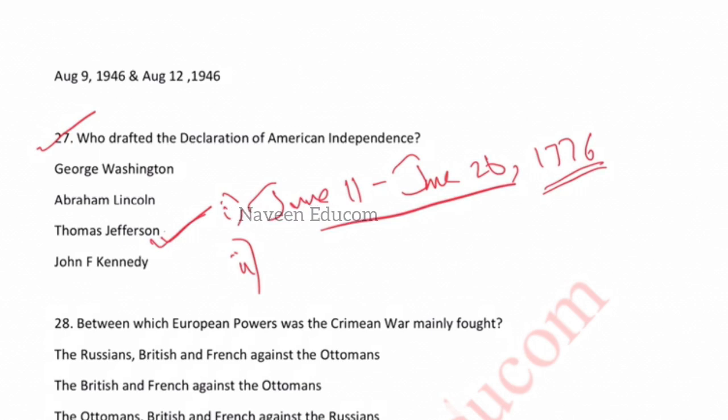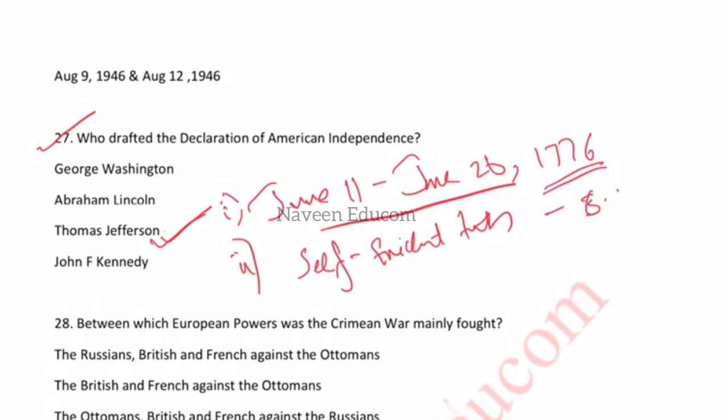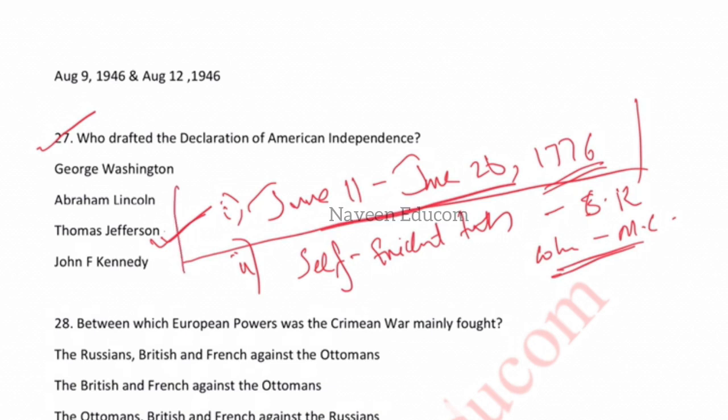What Jefferson did in the declaration was to summarize this philosophy in self-evident truths, and set forth a list of grievances against the British king in order to justify before the world the breaking of ties between the colonies and the mother country. So that's why this happened. These are the only important points you have to remember from here. Among them, the most important is the date. From June 11 to June 26, 1776, Thomas Jefferson drafted the Declaration of American Independence.